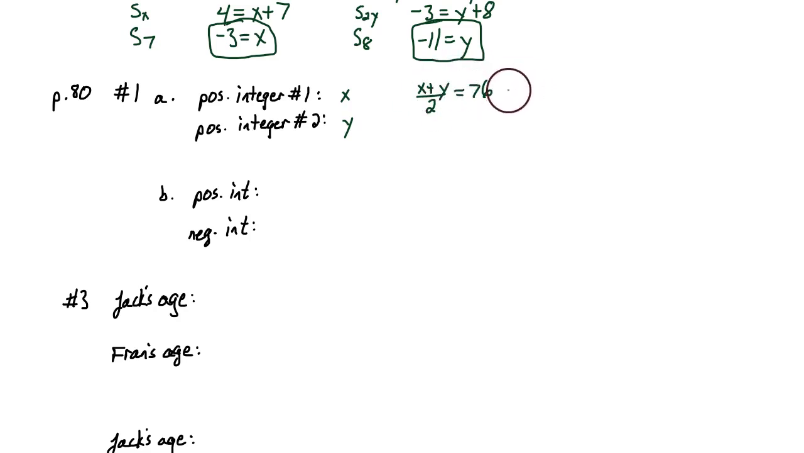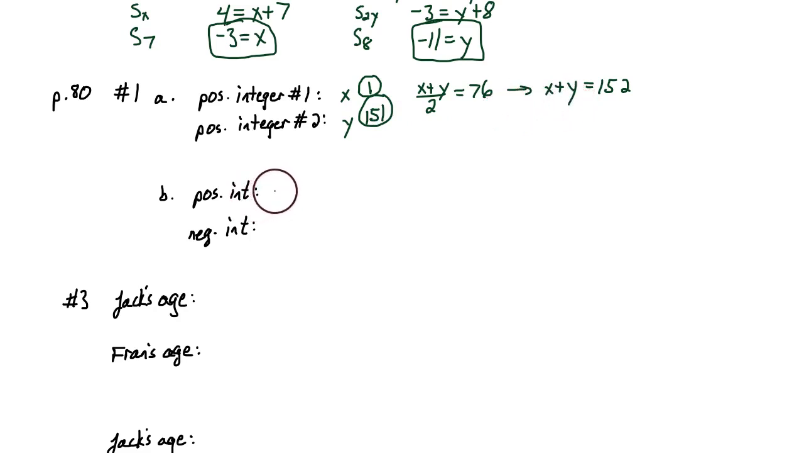Let's rearrange this a little bit by multiplying both sides by 2. We get x plus y equals 152. Now we can find answers that work for x and y. One possibility is x could be 1 and y could be 151. No doubt you see that there's many other possibilities for x and y.